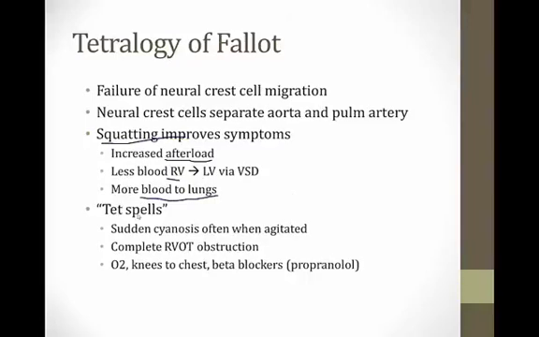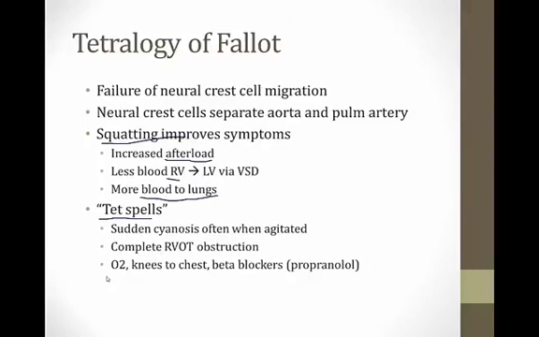Children with tetralogy of Fallot also get these episodes called tet spells, where they suddenly become cyanotic when agitated. We don't really understand exactly what triggers them, but the child will get worked up and become very cyanotic, and they can actually have complete RVOT obstruction during these tet spells and get very, very sick.